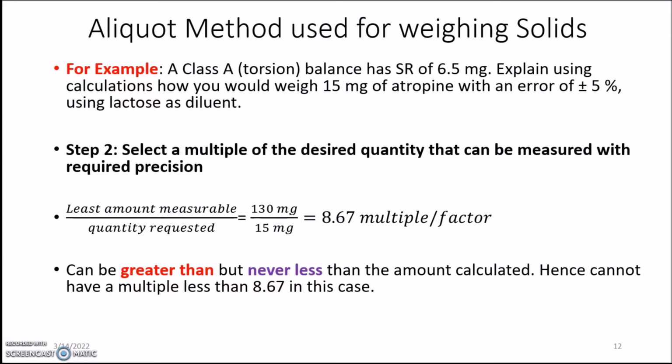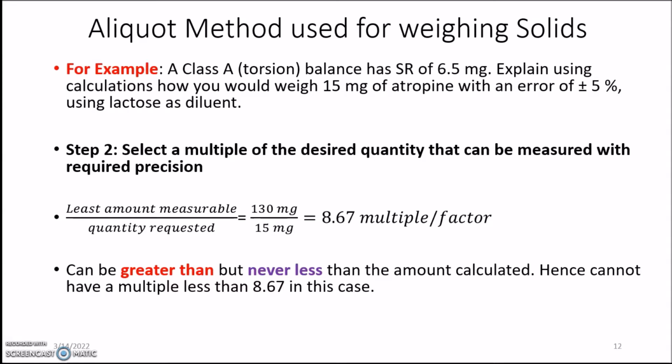Now this factor is what we're going to be using to determine the total mixture that we are going to prepare. Now remember, we had said that using the Aliquot method, or the least weighable quantity method, or the serial dilution method, we are weighing more than we need to make a mixture that is concentrated such that we can remove a portion of that mixture that will contain what we want. We want 15 milligrams.